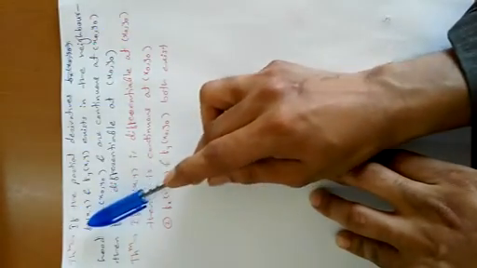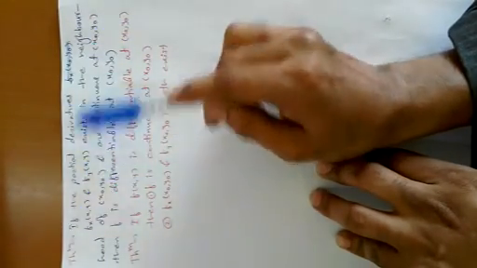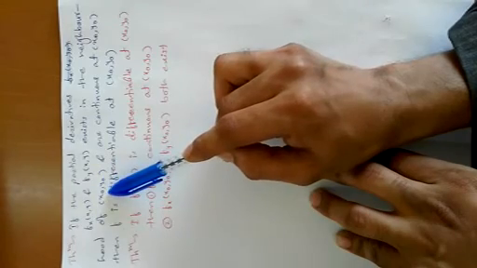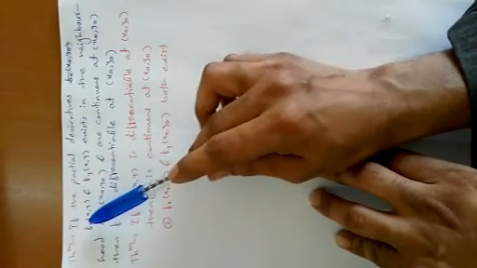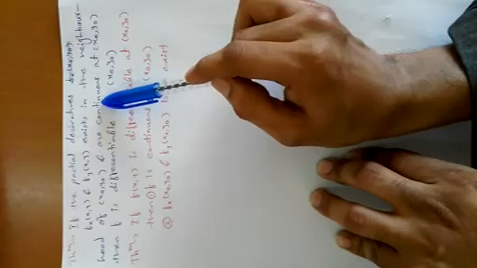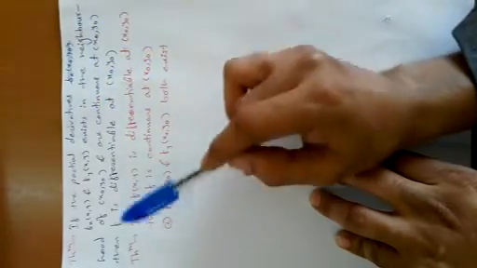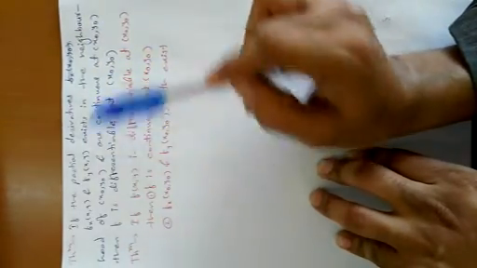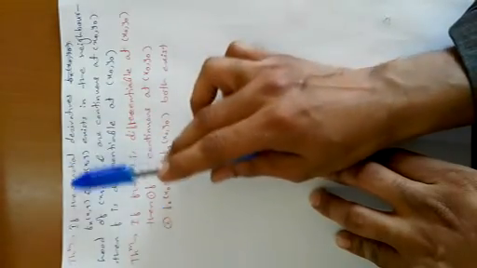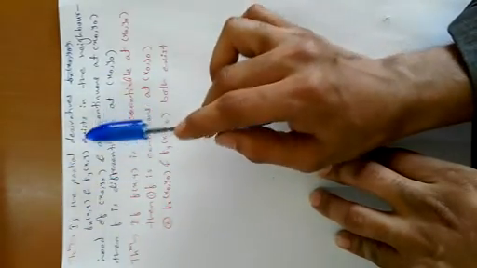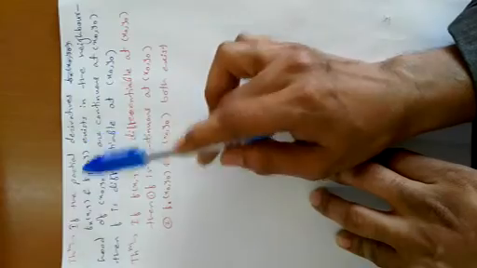What is given? Fx and fy exist in neighborhood of x0, y0. This is the first condition. Second condition, what is? Both these partial derivatives are continuous at x0, y0. Then f is differentiable at x0, y0. This theorem we will use for solving examples.